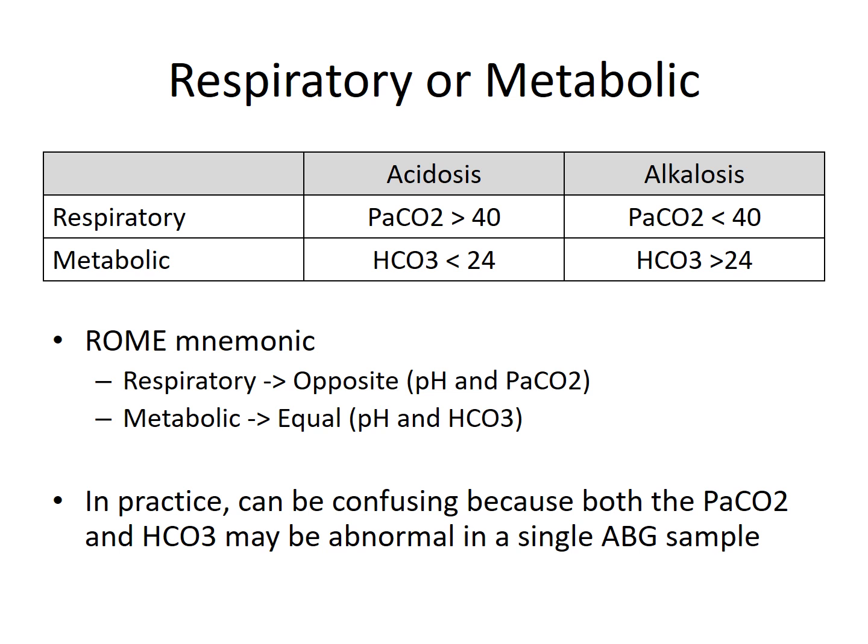In a similar way, for metabolic problems, the M part of ROME, the pH and bicarb concentrations move in equal ways, the E part of ROME. For example, in metabolic alkalosis, the pH should be greater than 7.4 and the bicarb concentration should be greater than 24. Both the pH and the bicarb concentrations move in the same way.